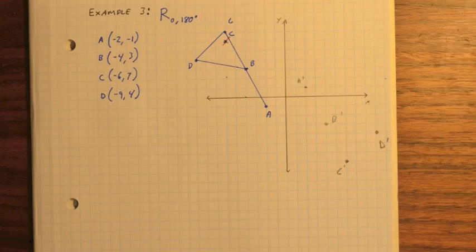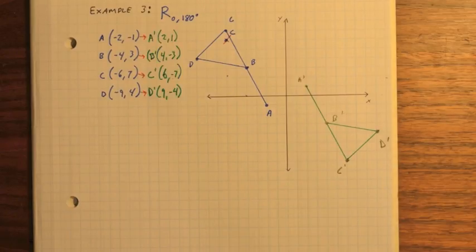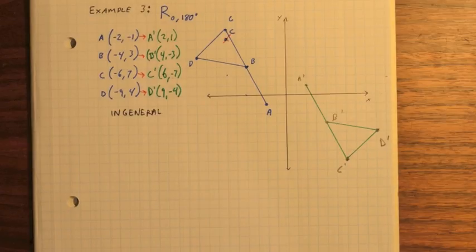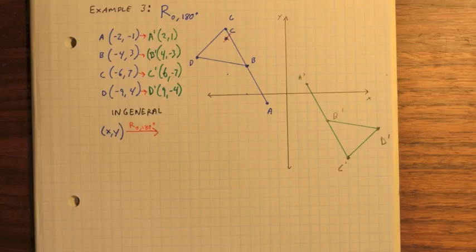And so we see the image of ABCD rotated 180 degrees gives us A prime is 2, 1, B prime is 4, negative 3, C prime is 6, negative 7, and D prime is 9, negative 4, which gives us a general rule for rotating 180 degrees. x, y maps to negative x, negative y. In other words, just the opposite x, the opposite y.